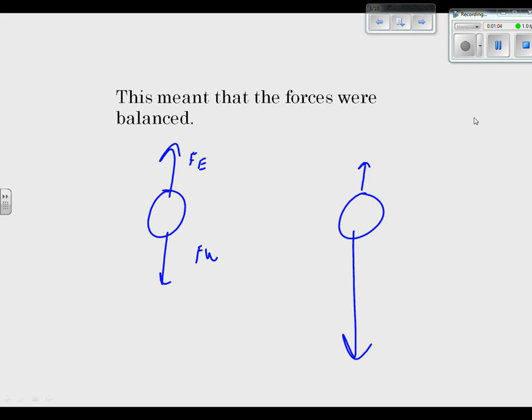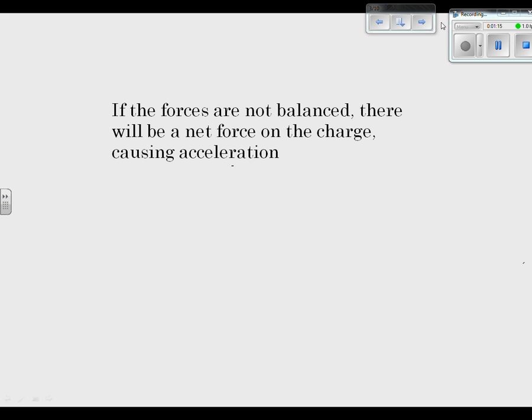Now remember, these are also very tiny oil droplets, and so air resistance has to come into play as well. He had to deal with that. Fortunately, you don't have to. I've simplified things for you. So, you're welcome. If the forces are not balanced, there will be a net force on the charge causing an acceleration. Okay, and that's, again, because maybe you've got a larger electric force than a weight force, right? And so there is a net force that is, in this case, up, right?